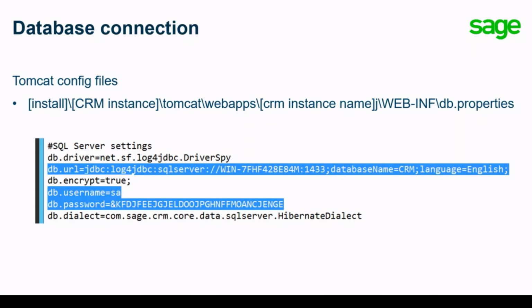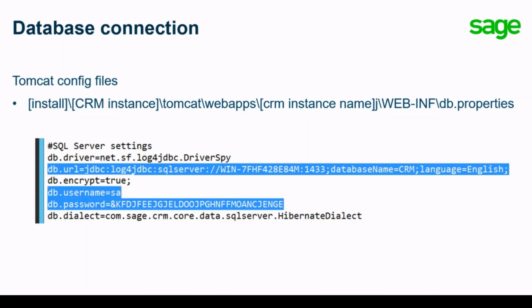So you can't forget the J. The J is very important there. If you leave out the J, you won't see the folder structure that you're looking for. So it's instance name J, web-inf, and then there'll be a file called db.properties. There's a few things in the db.properties file, but what you're mainly looking for is the db.url, db.username, and db.password.